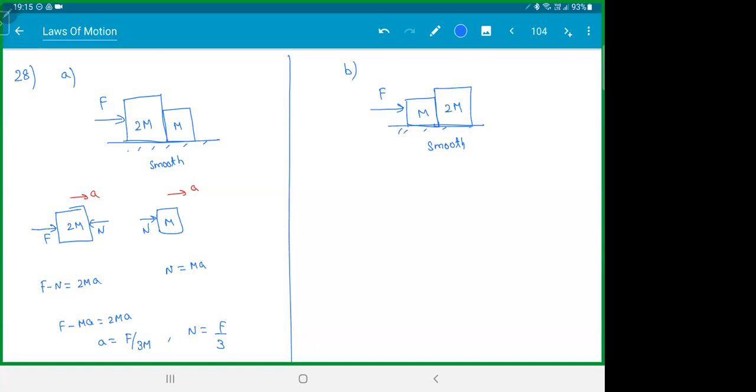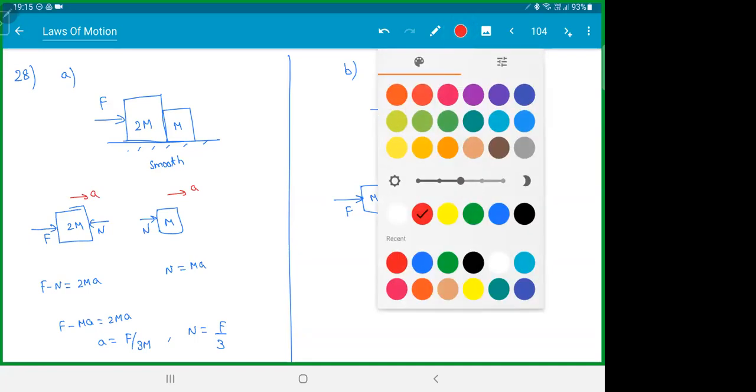Step 1, choose your system and draw the FBD. I will take the whole system as a system. Acceleration is A. You get directly F is equal to 3MA. Get the acceleration in one step. Now you want to find normal reaction. If you want to find normal reaction, you don't have an option but to cut it here. Cut karna hi padega, because if you take the whole thing as system, N always becomes internal force.